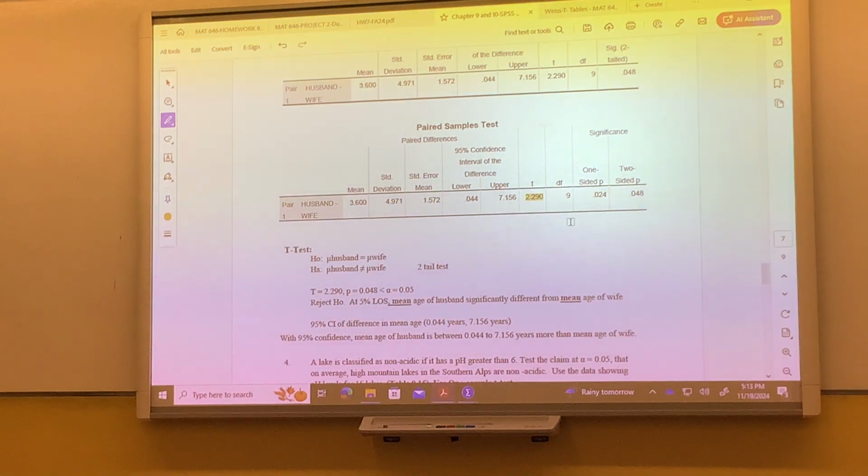This is our degrees of freedom, 10 pairs, so n minus 1, 9 degrees of freedom. We have a two-tailed test, so you're going to look at this p-value, 0.048. So you have your test statistic, you have your p-value, you're comparing it with the alpha, rejecting the H0, and that's your conclusion: at 5% level of significance, mean age of husband is significantly different from mean age of wife.